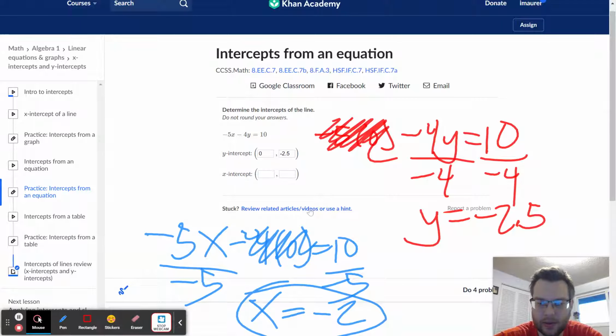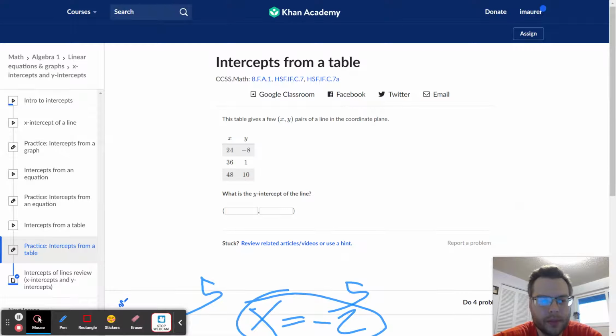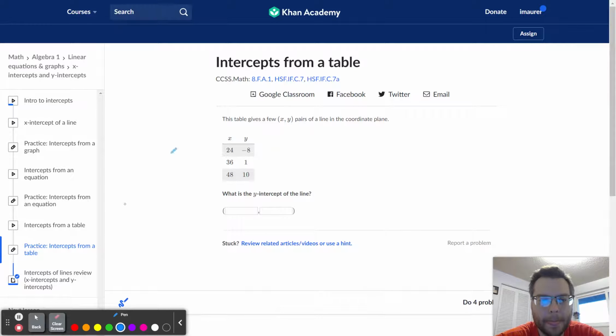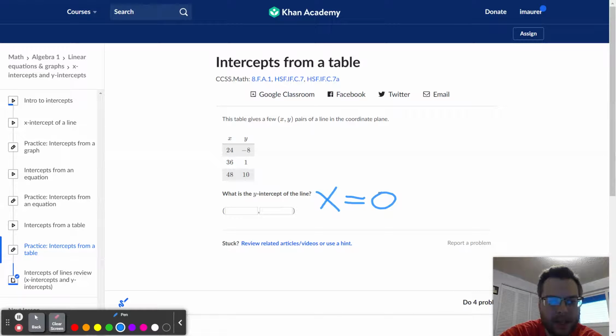I'm going to move on to the last link. Let's go ahead and clear the screen. We're still doing the same idea of x- and y-intercepts, and this one asks me about the y-intercept. That means I need to figure out what happens when x is equal to 0. So I want to work my table until x is equal to 0. What I'm seeing is my x's are going up by 12s.